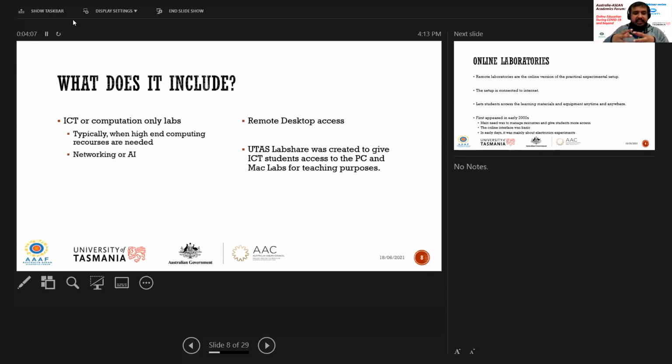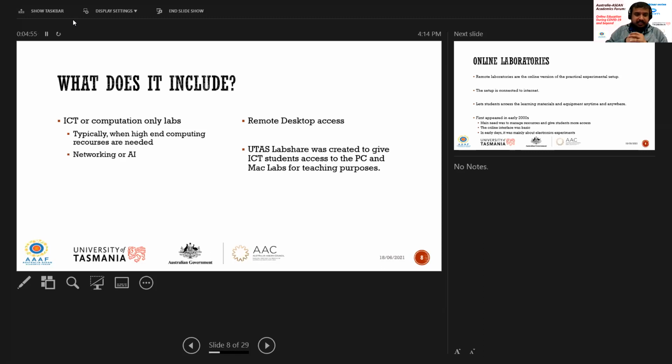Now, there is another context, specifically in the context of ICT or computation-only labs, where there is no external apparatus that is used, it's all software. This is more important when high-end computing resources are needed, for example, in networking. In our university, some of the networking units that we are teaching, we converted into remote labs during COVID, and the students essentially had managed remote desktop access to the computers that were already in the lab, so they could use it as if they were sitting in front of it, and then configure everything in terms of networking.